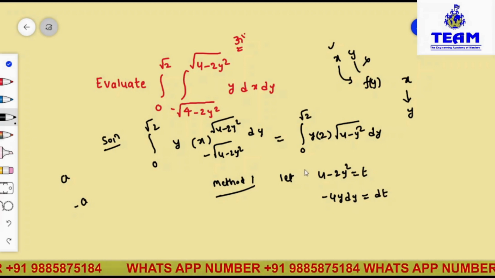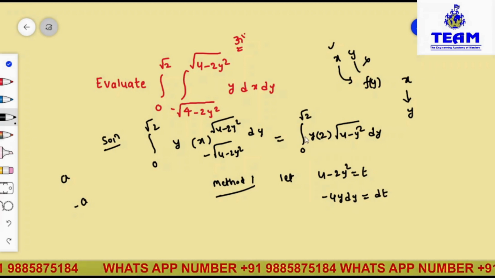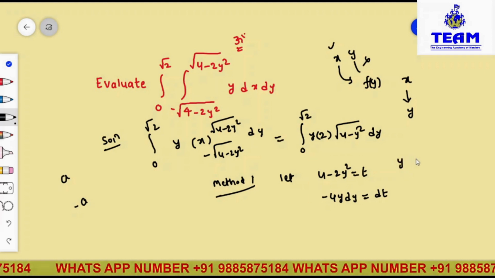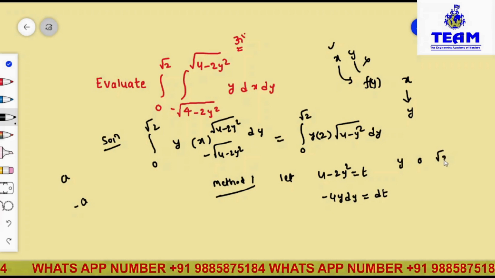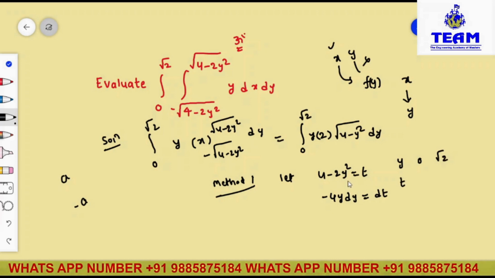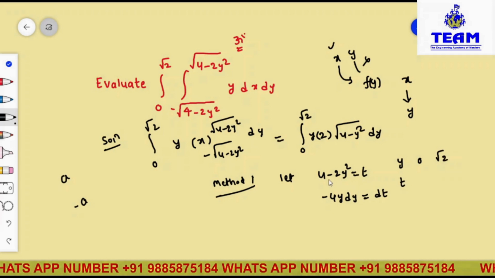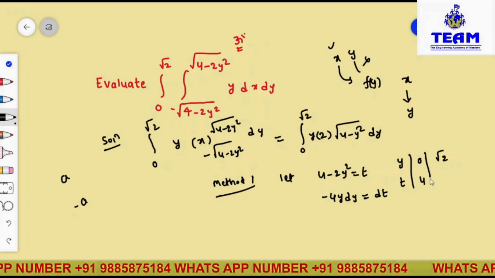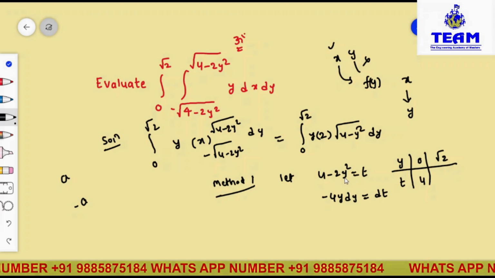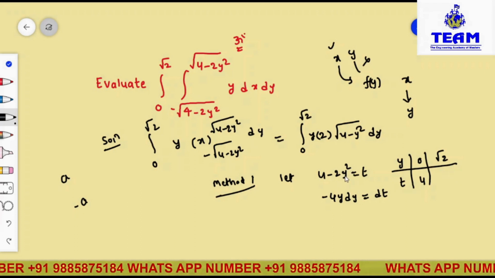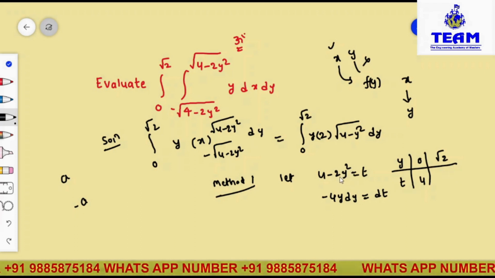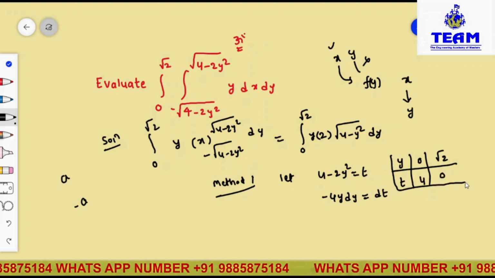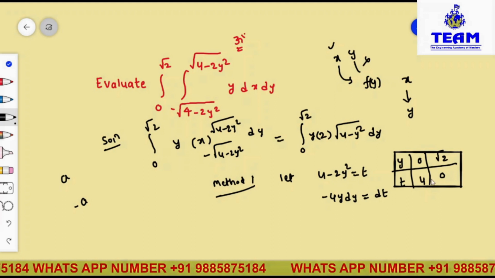Next, you have to change the limits also. What are the y limits here? The y limits are 0 to root 2. Now I want the t limits. If you put y is 0, you get t is 4 minus 0, which is 4. Next, substitute y equal to root 2: root 2 whole square is 2, 2 times 2 is 4, and 4 minus 4 is 0. So t is equal to 0. So the t lower limit is 4, upper limit is 0.